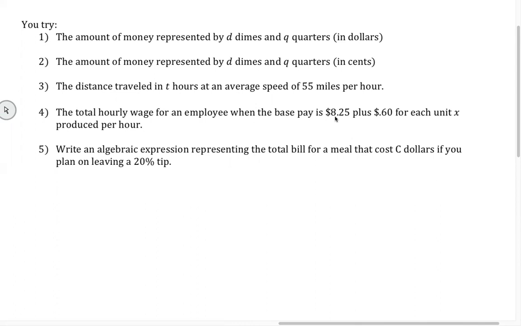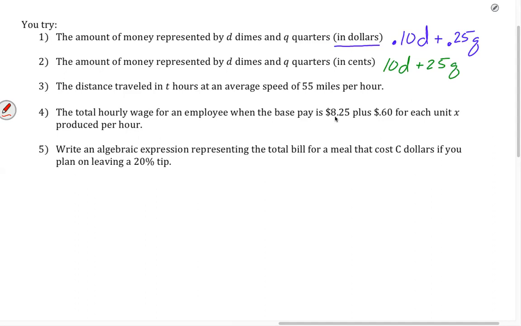Here we go. The amount of money represented by d dimes and q quarters in dollars. This is key, in dollars. So d dimes, well, a dime is 0.10, so I'm going to have 0.10d plus, and a quarter is 0.25, and that's going to be q. So there's your expression. The amount of money represented by d dimes and q quarters in cents. Well, a dime is 10 cents and a quarter is 25 cents, so you can see where that comes from.